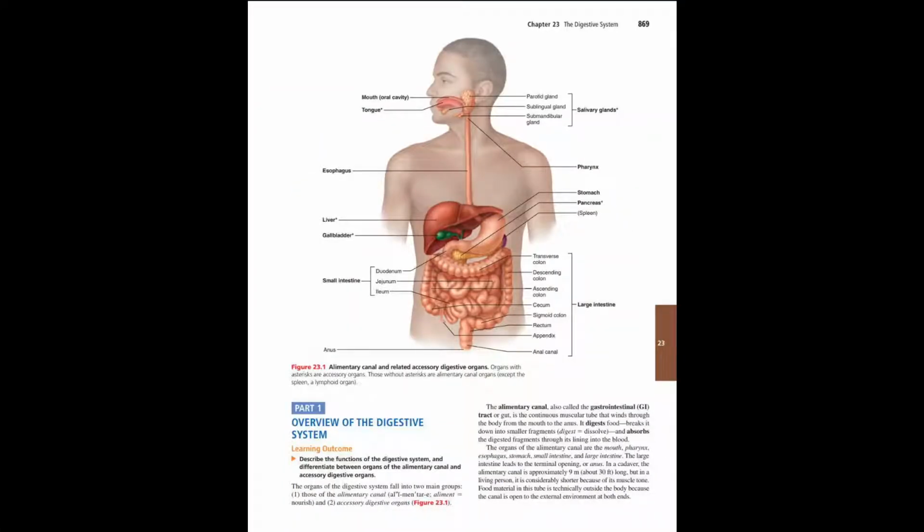In Part 1, the overview of the digestive system. The learning outcome is to describe the functions of the digestive system and differentiate between organs of the alimentary canal and the accessory digestive organs. The organs of the digestive system fall into two main groups. Number 1, those of the alimentary canal, aliment equals nourish, and 2, accessory digestive organs.